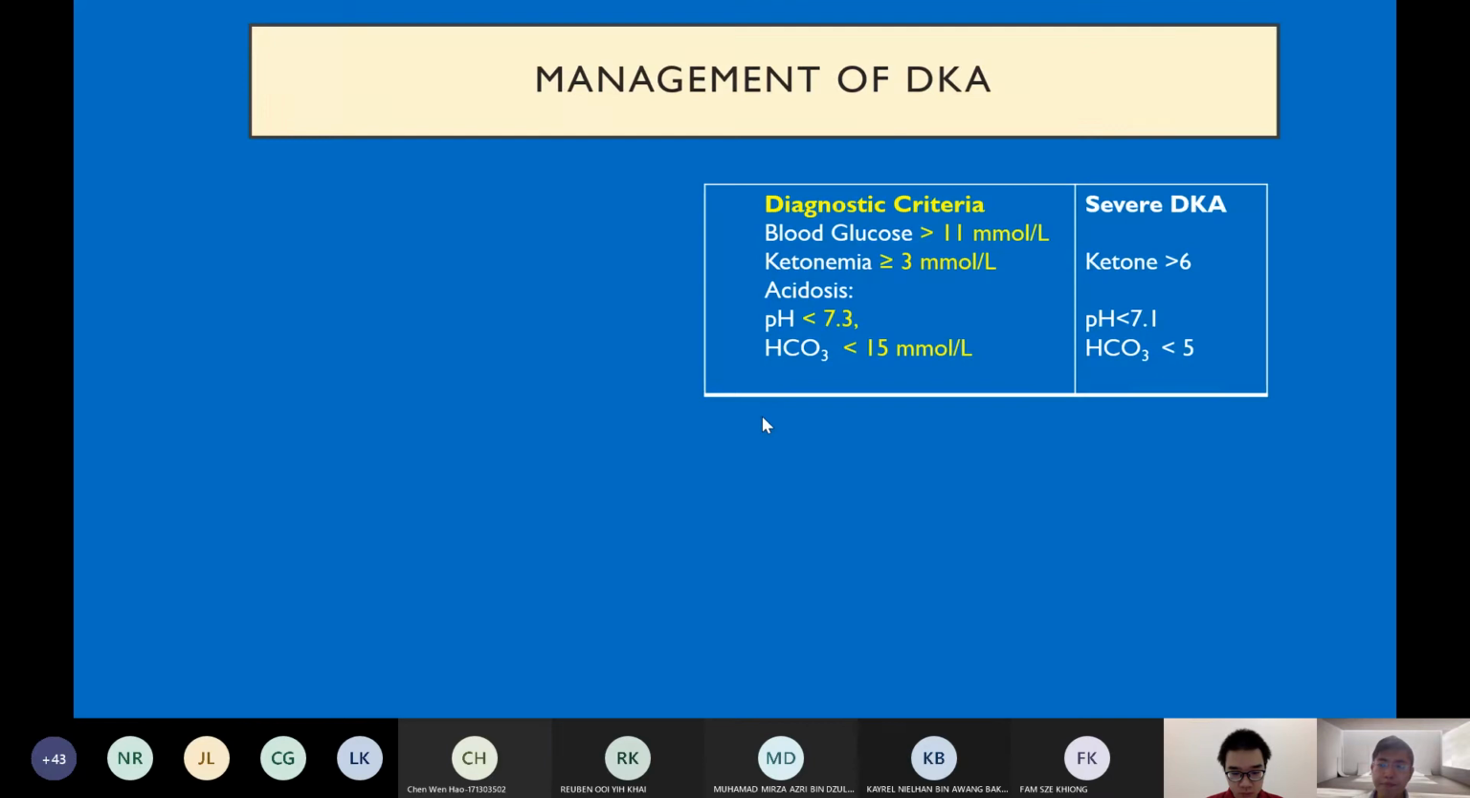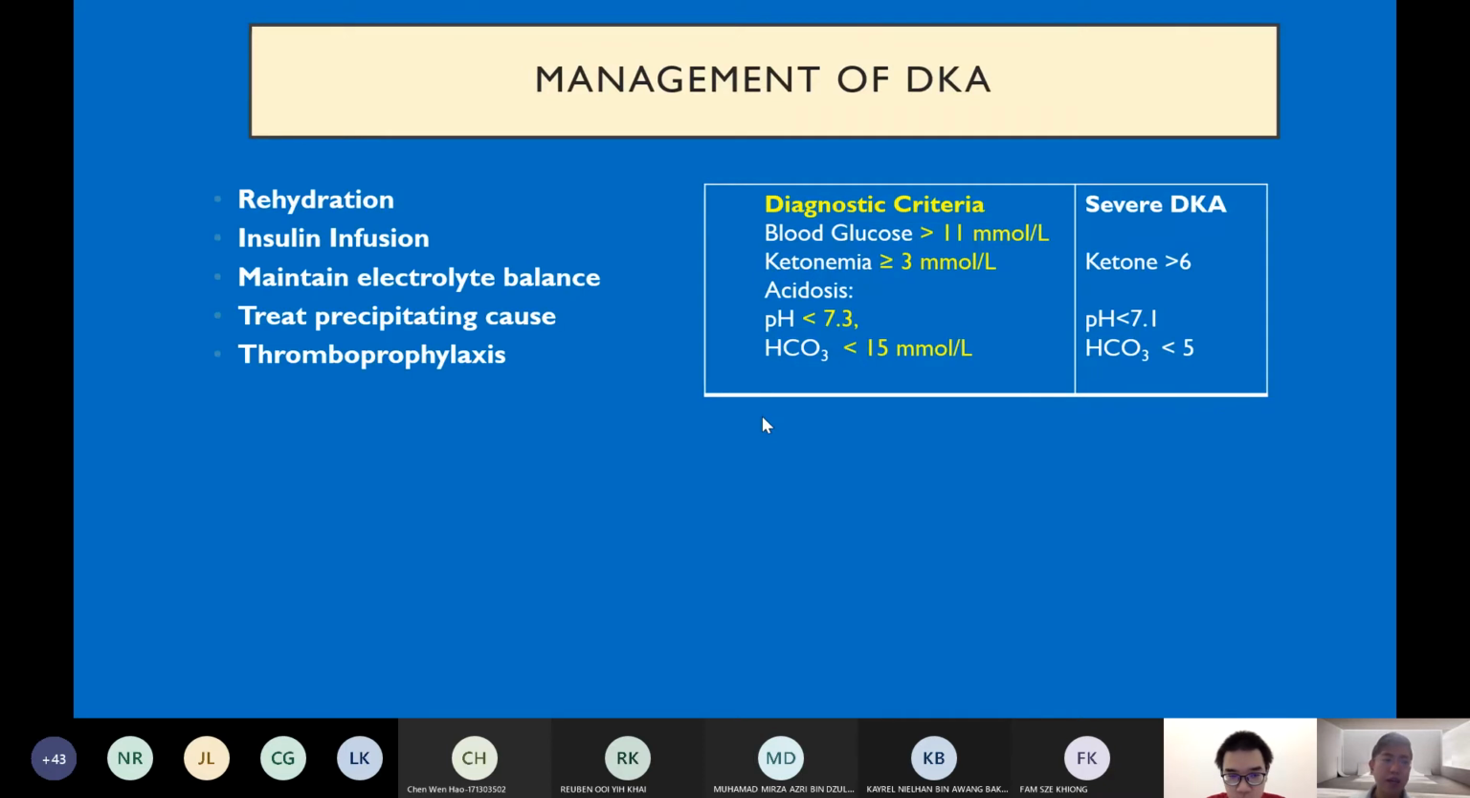Okay. So a quick run through of management of DKA. Step number 1, you need to be able to identify and recognize the DKA. So with a blood glucose of more than 11, ketones of more than 3, and acidosis of pH less than 7.3 or bicarb less than 15. And a marker of severity of DKA is when your ketones are more than 6, pH is very low, less than 7.1, and a bicarb of less than 5. So single digit bicarb usually is not a good sign, yeah?